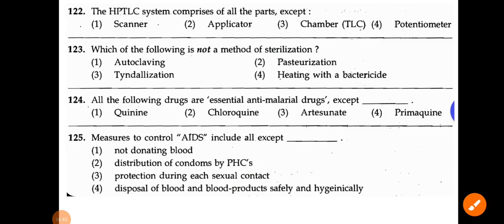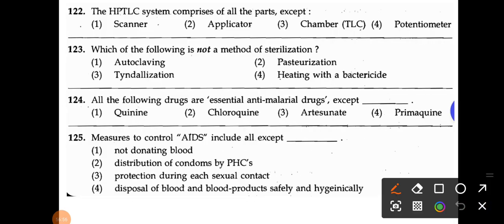Next question: the HPTLC system comprises all of the following except scanner, applicator, chamber, potentiometer. Very simple question, the answer is the potentiometer. Okay, so potentiometer is not there in the HPTLC system. Which of the following is not a method of sterilization? That is autoclaving, pasteurization, tyndallization, and heating with a bactericide. So what is the correct answer here? That is your pasteurization. Pasteurization is not a method of sterilization.